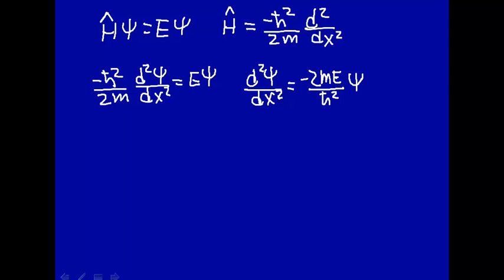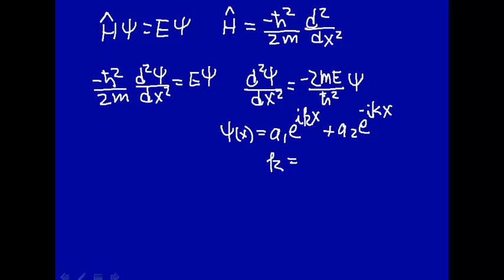This you might recognize as a linear, homogeneous, ordinary differential equation, and we've considered those in general, so we can immediately write down what the solution is. Here, psi as a function of x will just be equal to a1 e to the i kx plus a2 e to the minus i kx, where, remember this was k squared, so k is equal to the square root of 2mE over h bar squared. Okay, so that's the solution, and we've now solved it.